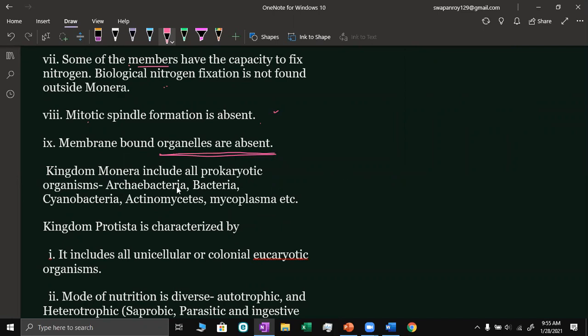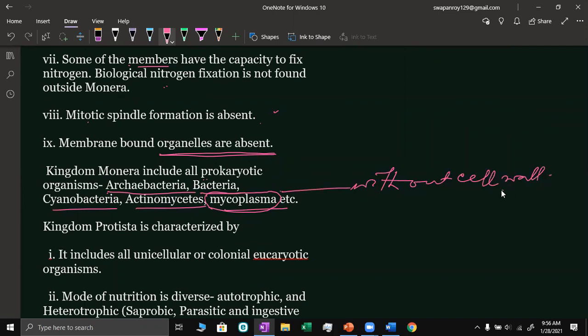These are the characteristics of the prokaryote. This includes archaebacteria, bacteria, cyanobacteria, actinomycetes, and mycoplasma. Here only the mycoplasma does not have a cell wall. Okay, mycoplasma, this one is without cell wall.